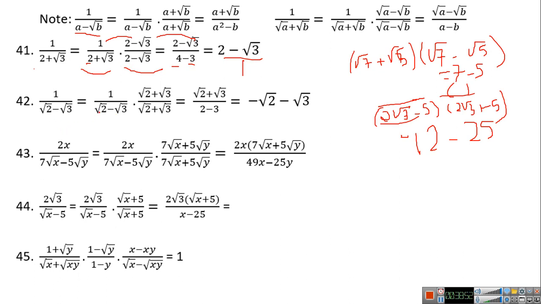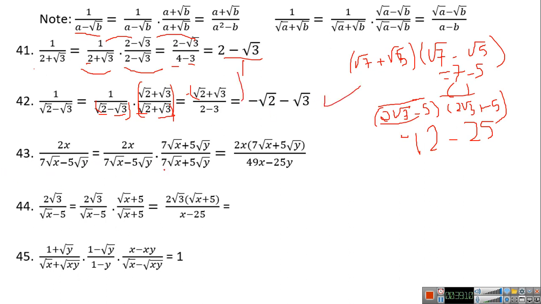Here you have root 2 minus root 3. You multiply up and down by root 2 plus root 3. So it's a square minus b square. (a minus b) into (a plus b) is a square minus b square. So 2 minus 3, you have the minus. You put it before, so it will be minus root 2 minus root 3.